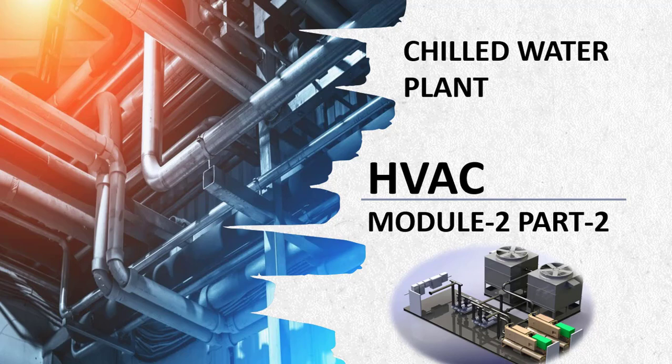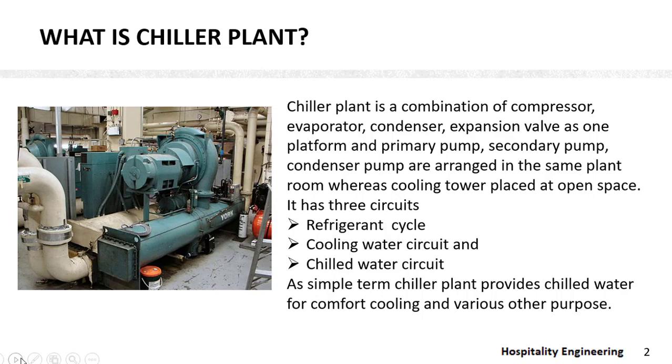Today we will see HVAC Module-2 Part-2 Chilled Water Plant. What is a chilled water plant? A chilled water plant is a combination of the compressor, evaporator, condenser, and expansion valve.